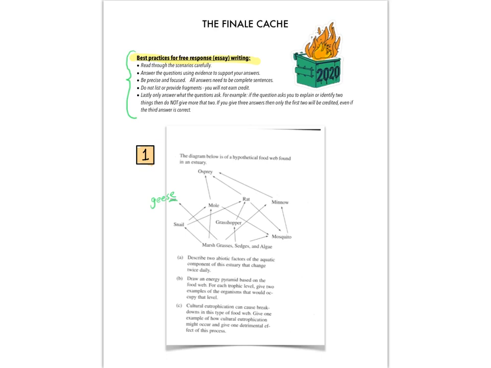And you should do them in order, and you should label them A, B, and C. So, the first question is describe two abiotic factors of the aquatic component of this estuary that change twice daily. So two abiotic factors. So remember what abiotic means? And an estuary is on the coast, right? So there's some natural changes that happen daily. And so you should be able to figure this one out, right?